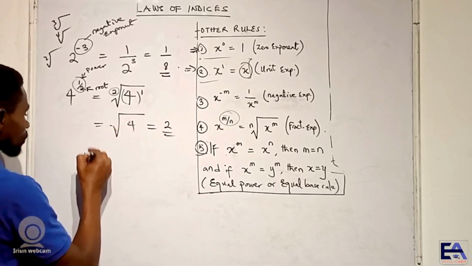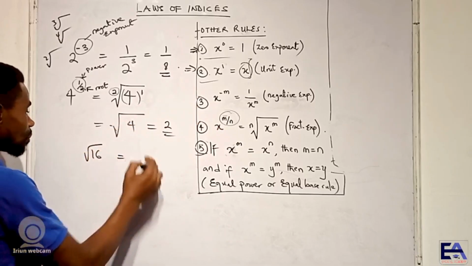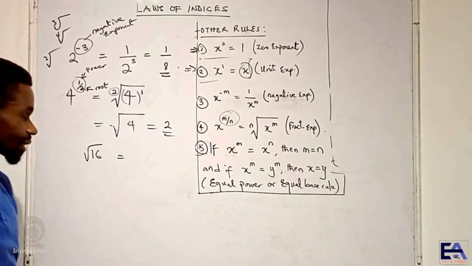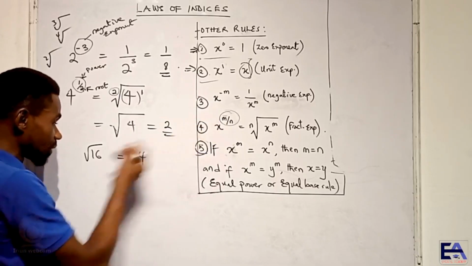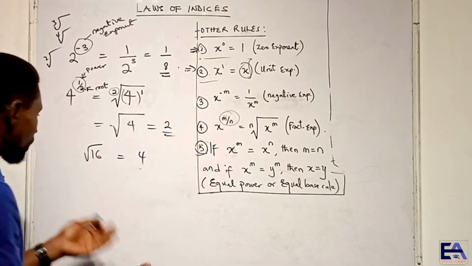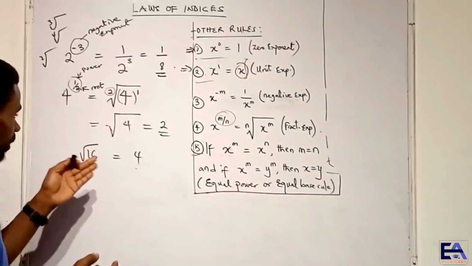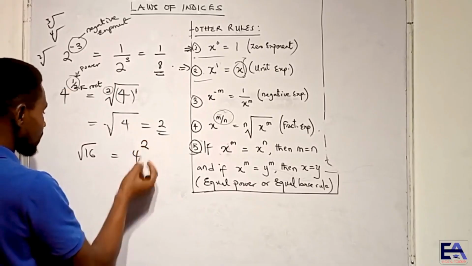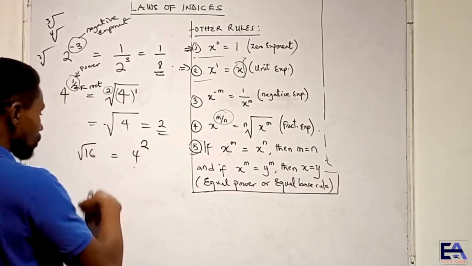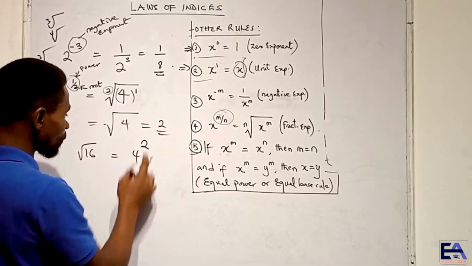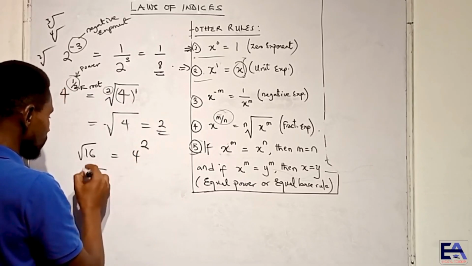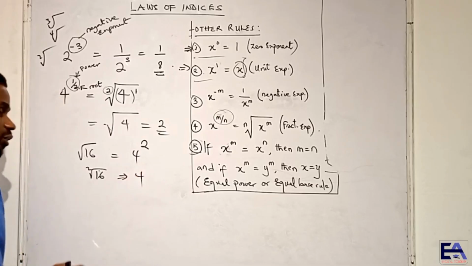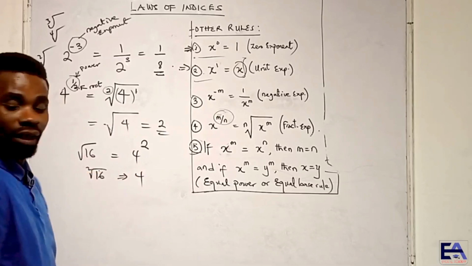So if we say the square root of 16, it means I am looking for a number that will multiply itself twice to give me 16. And that number happens to be 4, because 4 times 4 gives us 16. So the square root is just like the reverse of the square, because 4 squared is 16. So the reverse is, the square root of 16 will give us 4. So 4 raised to power 2 is 16, then the square root of 16 gives us 4. So it's just the reverse of the square. And so that's that.